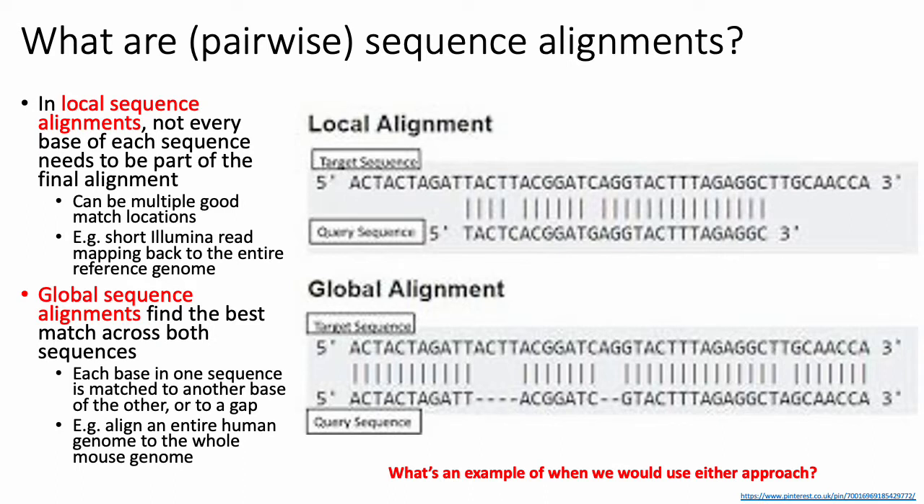In the local sequence alignment case, not every base of every sequence has to be part of the final alignment. A classic example of a local sequence alignment is when you're sequencing a human genome using, say, short read Illumina technology, and you want to map each one of those short reads back to the entire human genome to figure out where that read came from. In that case, you would do a local sequence alignment because you really only care about where the short positions are that your single read maps back to in the entire human genome. And for example, there may be multiple possible locations where that short read came from.